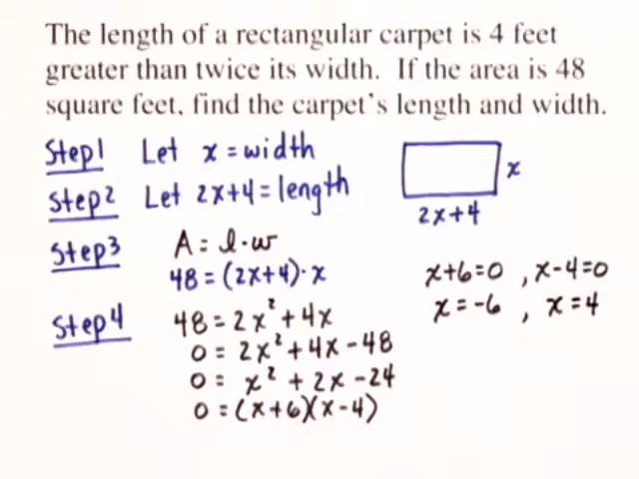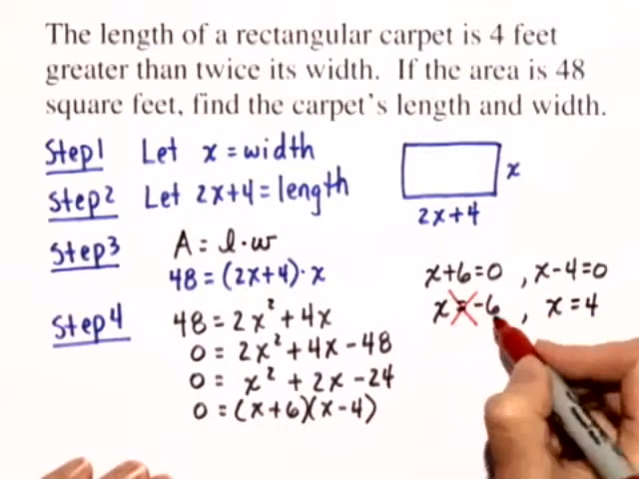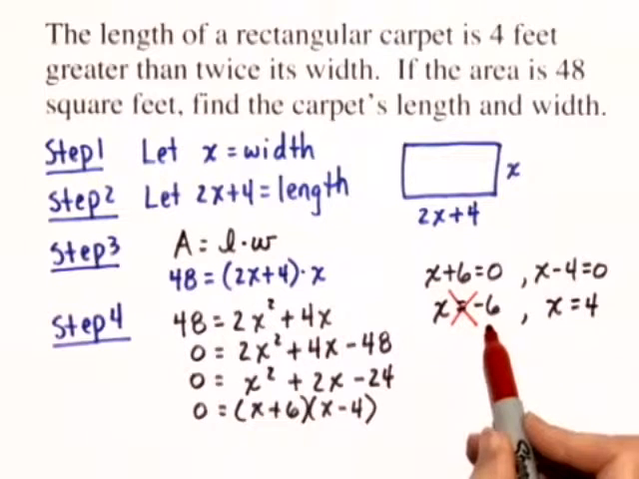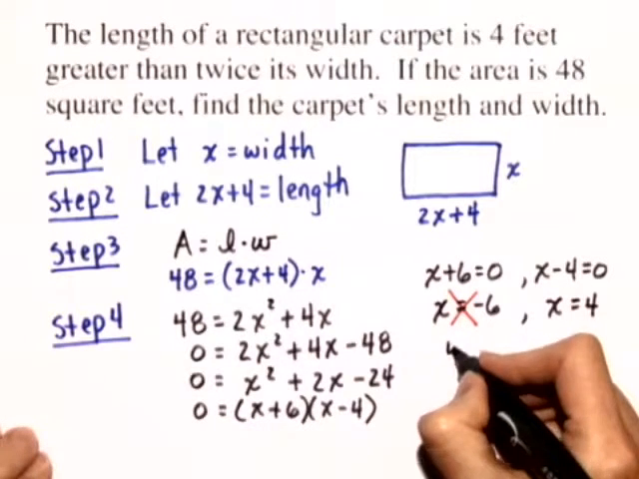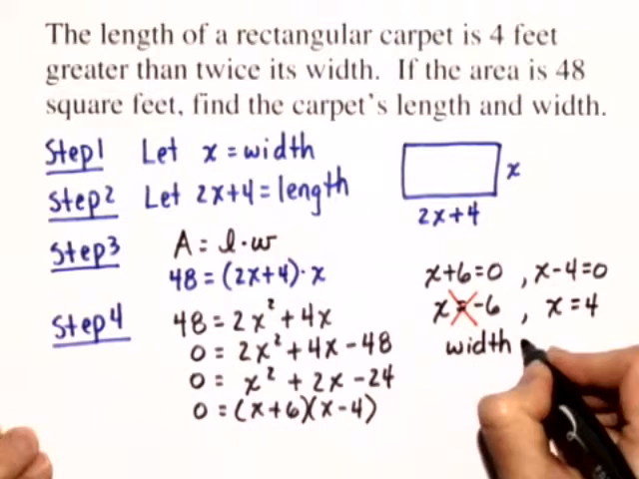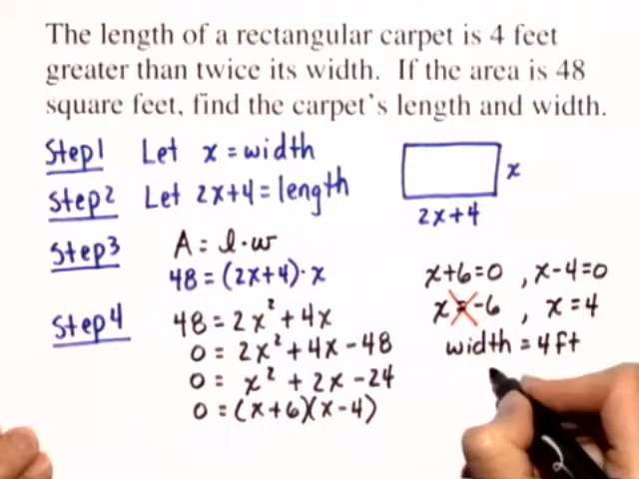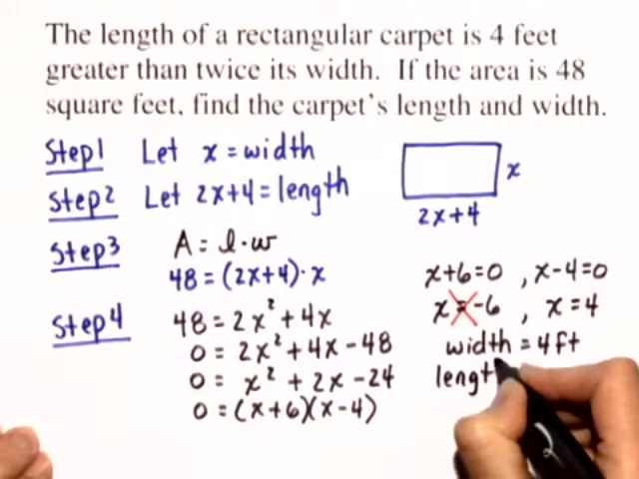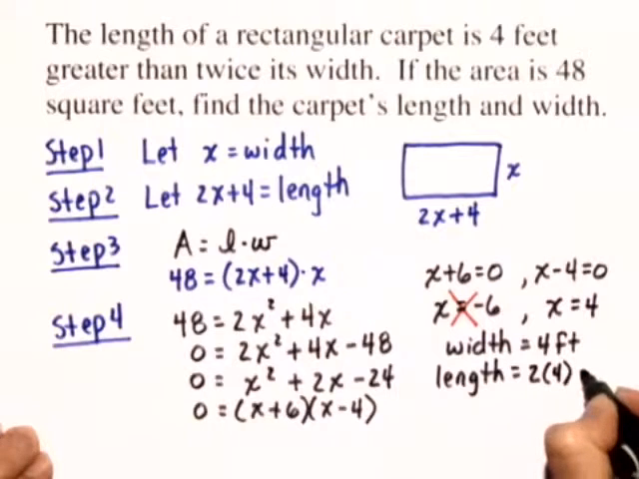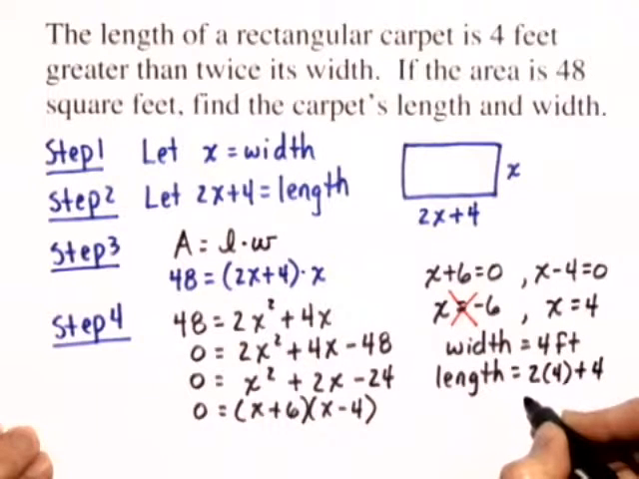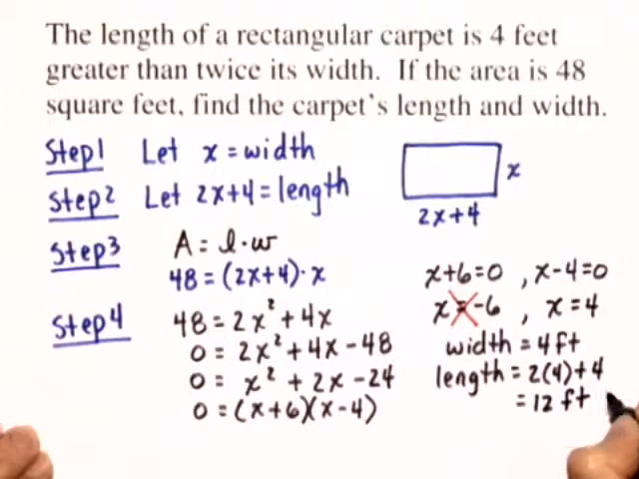But remember, x represents the width of a rectangle, so x equals negative 6 cannot be a possible solution since the width of any rectangle cannot be negative. So x equals 4 is going to be the width of our rectangle. So we can say that the width is equal to 4 feet, and the length is equal to 2 times x, so 2 times 4 plus 4. So in this case, the length is equal to 8 plus 4, or 12 feet.